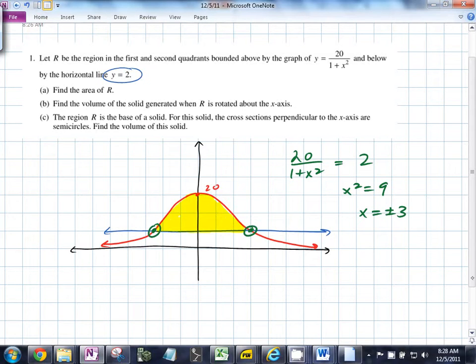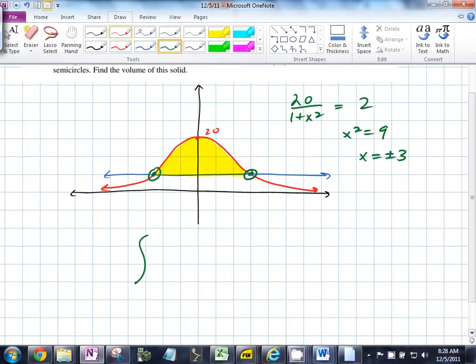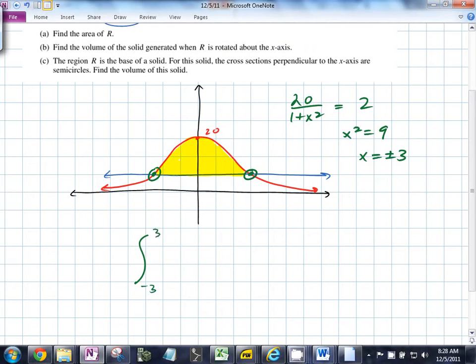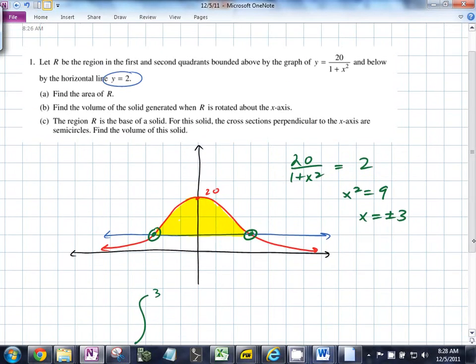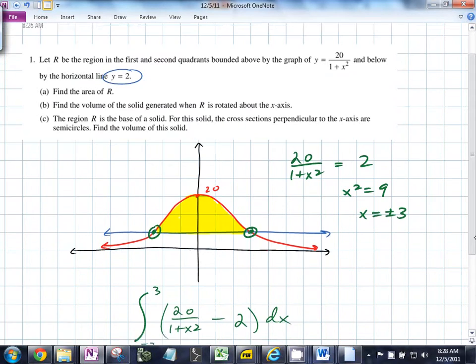So what integral do you need? You need to integrate from what to what? Negative 3 to 3 of, did they call this something? Oh, they didn't. So it's going to be 20 over 1 plus x squared minus what? Minus 2 dx.